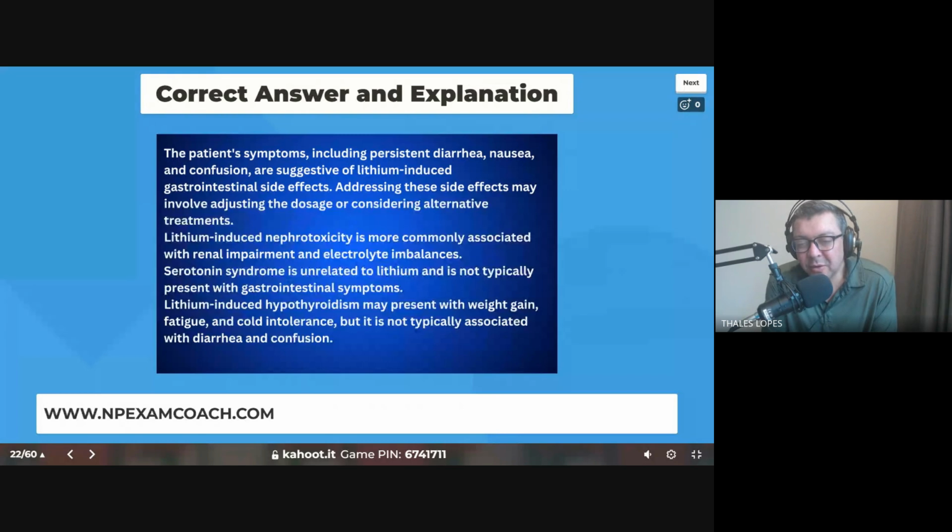So I think the question could have been better, but overall, it's more of a lithium-induced gastrointestinal side effect. Just because it's confusion itself, because it could have a gastrointestinal side effect and still cause confusion, which is more central, right? Not necessarily gastro or nephrotoxicity in this case, right? But okay.